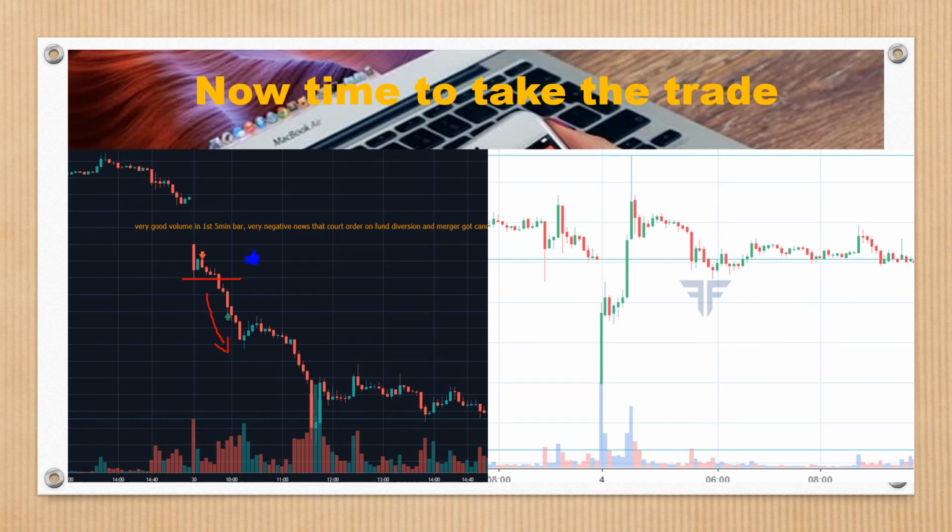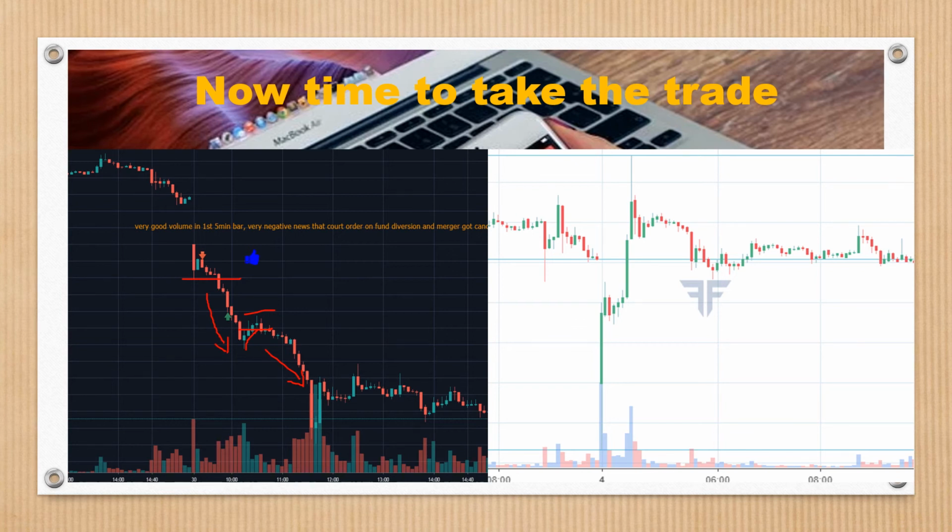If you miss out this rally, you could have taken one more trade after a small weak pullback. Okay, and then this trade again, one more good trade. So this is what you need to analyze, and this is the power of selecting the right stock for trading. And we'll go to the next example.